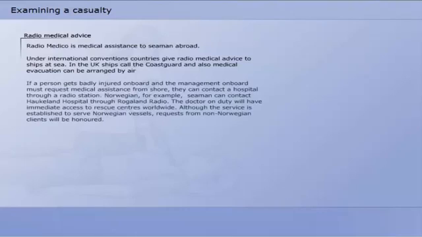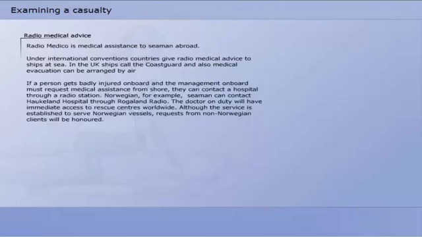Radio Medico is medical assistance to seamen abroad. Under international conventions, countries give radio-medical advice to ships at sea. In the UK, ships call the Coast Guard. And also, medical evacuation can be arranged by air.